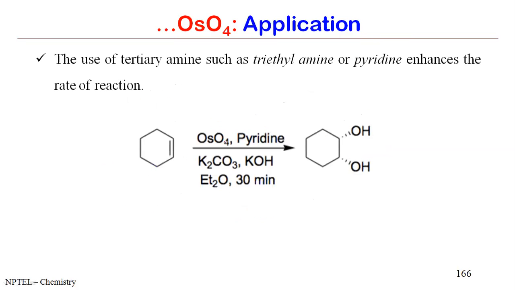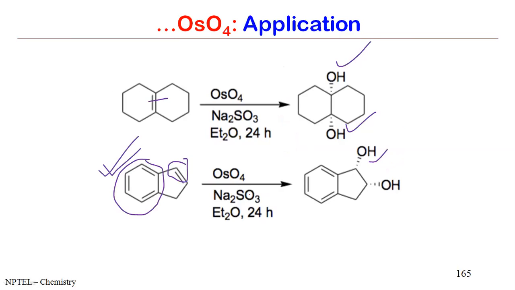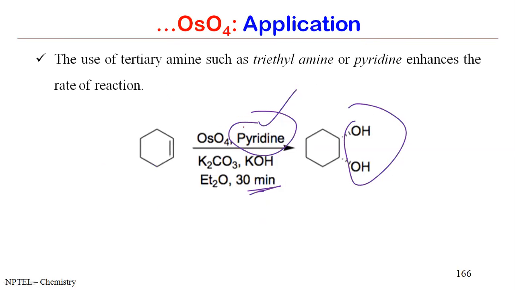Similarly, we can have this kind of complexes. You can easily see dihydroxylation. Once we are using pyridine, then the rate of reaction is faster. You can see within 30 minutes we are getting this product, but once we are using a simple reaction, then it takes almost 24 hours. So the rate of reaction can be enhanced in the presence of pyridine. That's what I want to mention here.